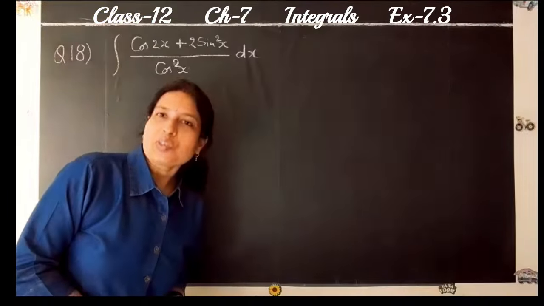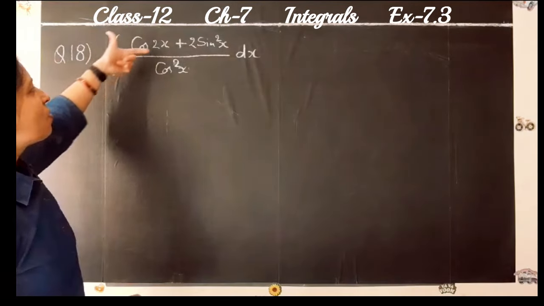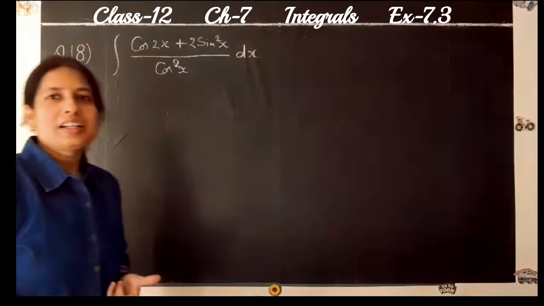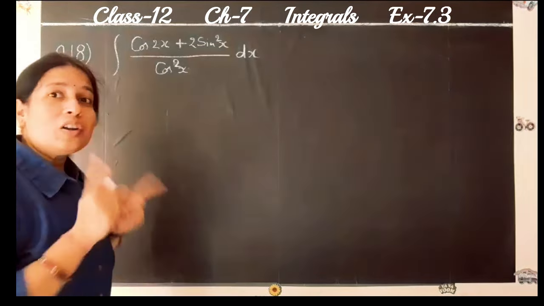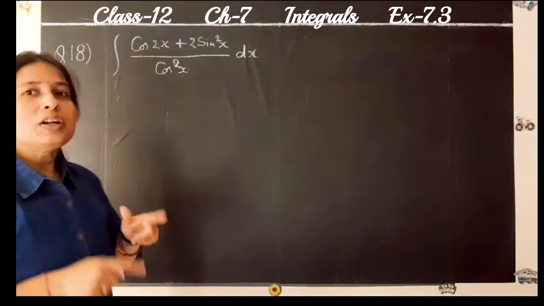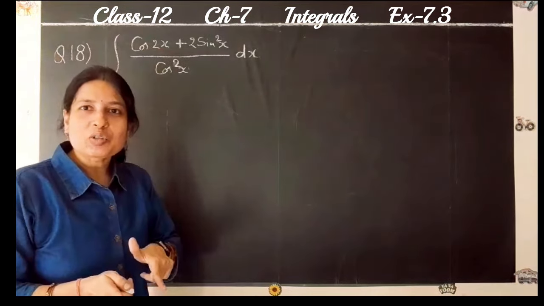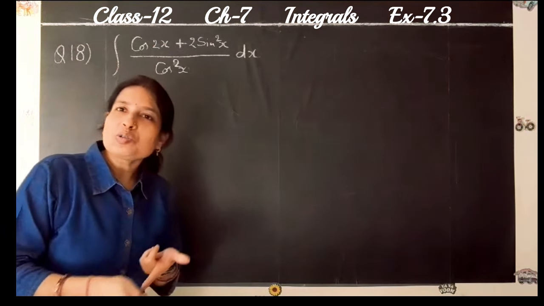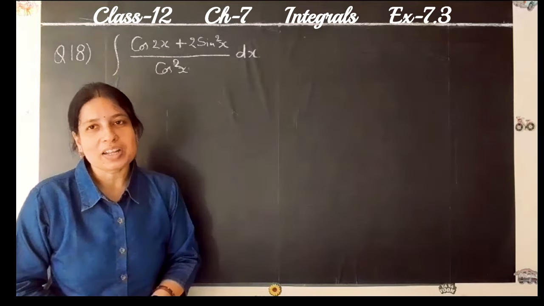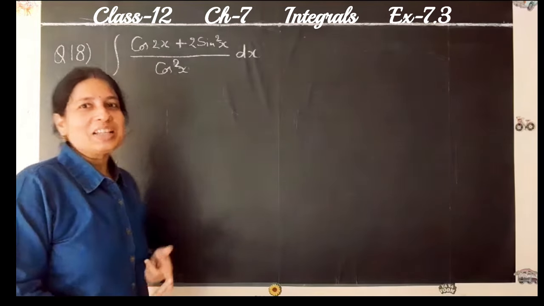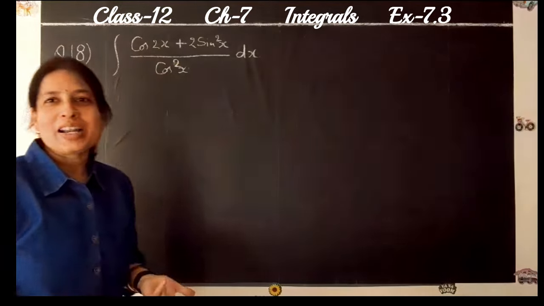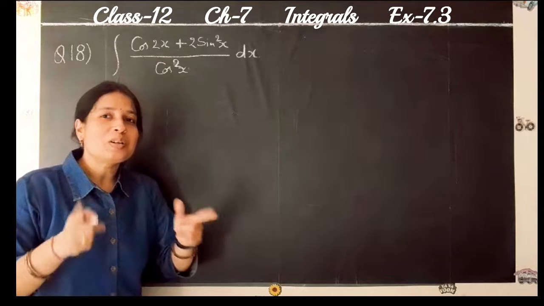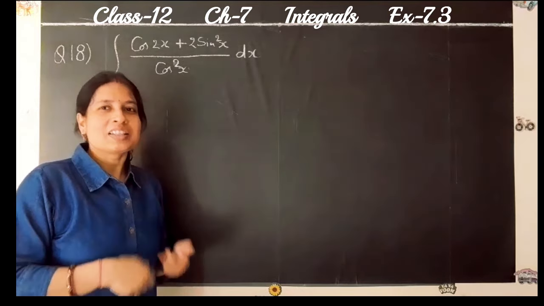So next question is question number 18. It is integral of cos 2x plus 2 sin square x divided by cos square x. This one is a very simple question. All of you know that cos 2x is equal to 1 minus 2 sin square x. And here it is given plus 2 sin square x. So minus 2 sin square x plus 2 sin square x become 0. Yes, so it will be 1 by cos square x, and 1 by cos square x is sec square x. And we know the formula for integral of sec square x. So let us do this.